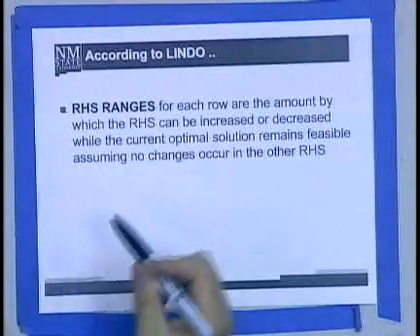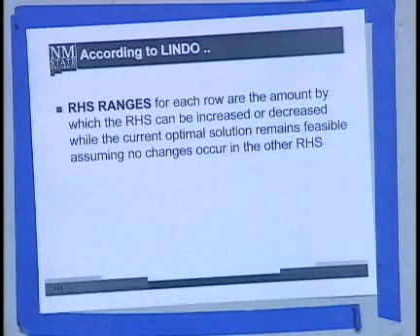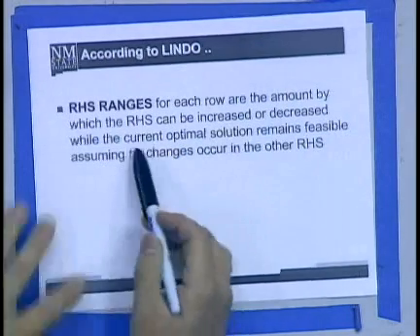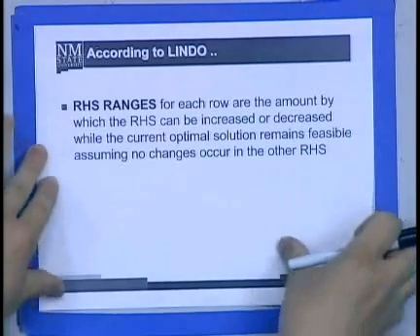Again, just to let you know, the right-hand side ranges for each row are the amount by which the right-hand side values can be varied without changing the current binding constraints, right? Which means within these ranges of values, the current optimal solution remains feasible. In other words, within these ranges, the original dual price remains valid. Of course, we assume no other changes occur in the other right-hand side values.